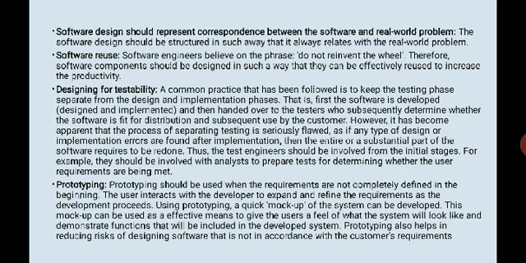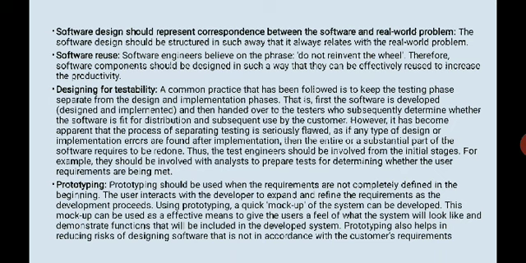That is, first the software is developed and then handed over to the testers, who subsequently determine whether the software is fit for distribution and use by the customer. However, it has become apparent that separating testing is seriously flawed. Why? Because if any design or implementation errors are found after implementation, then the entire part of the software needs to be redone, right? So your effort is wasted. So you involve the testers from the initial stages, right? This is what I was making you understand.